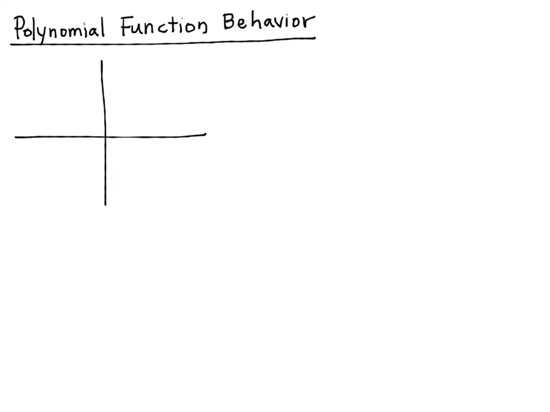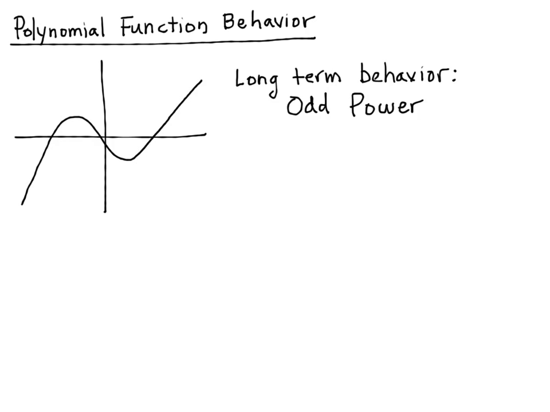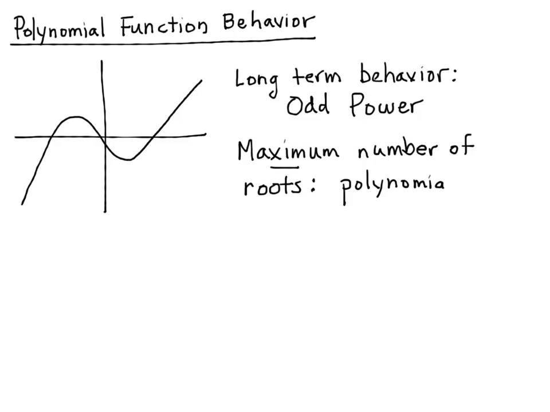Okay, so polynomial behavior here. The long run behavior follows the leading term. This is an odd power. The maximum number of roots is the polynomial degree. So in this case, we have a third degree polynomial, which means we have 3 or fewer roots. And by roots, what I mean is, what are the values of x that give f of x equals 0? So I'm looking at my x-intercepts. When we have an x squared, a quadratic polynomial, it can have at most 2 roots. A cubic can have at most 3.